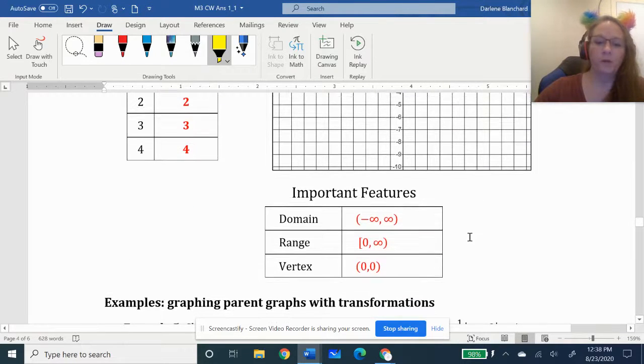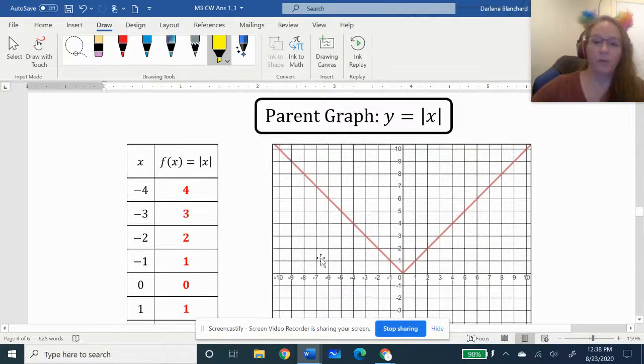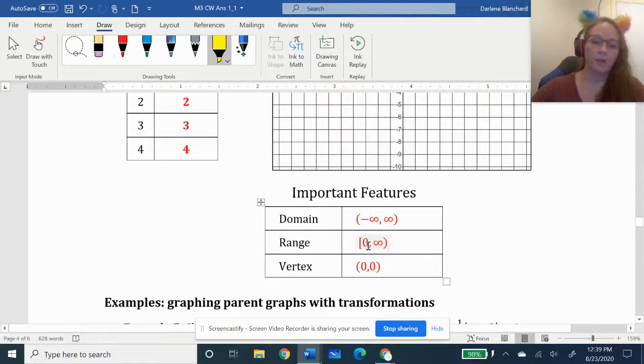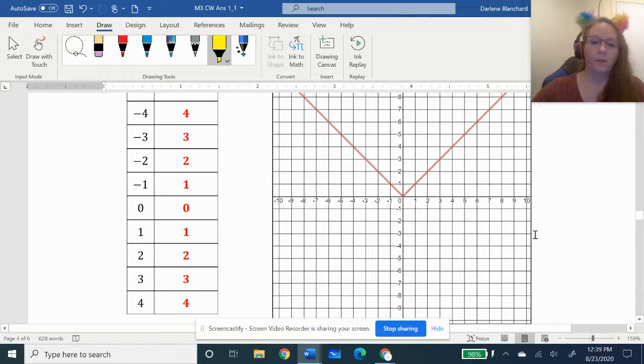The important features are domain is all the x values from negative infinity to positive infinity, and that's looking at horizontally. The range is looking vertically. The graph does not exist under the x-axis, so there are not negative y values. The range is 0, including 0, to infinity. The vertex is the point 0, 0, right there.